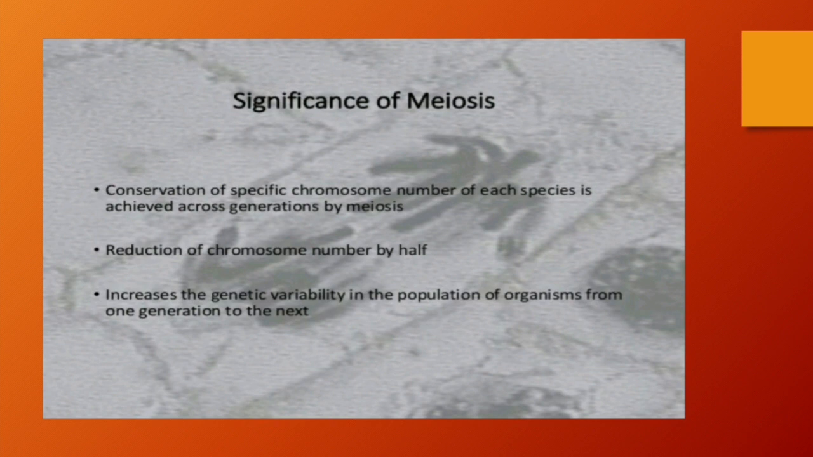Apart from that, all this evolution, the genetic variability, is caused by the recombination that occurs during prophase 1 of meiosis 1. This recombination is the key to life. The change that is occurring is because of prophase 1 of meiosis 1.